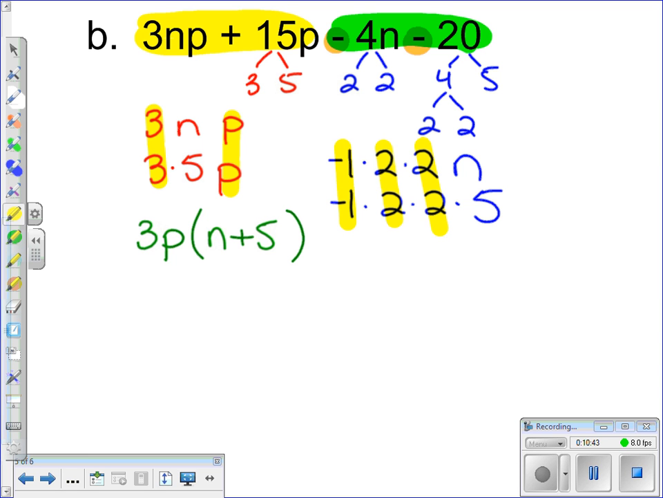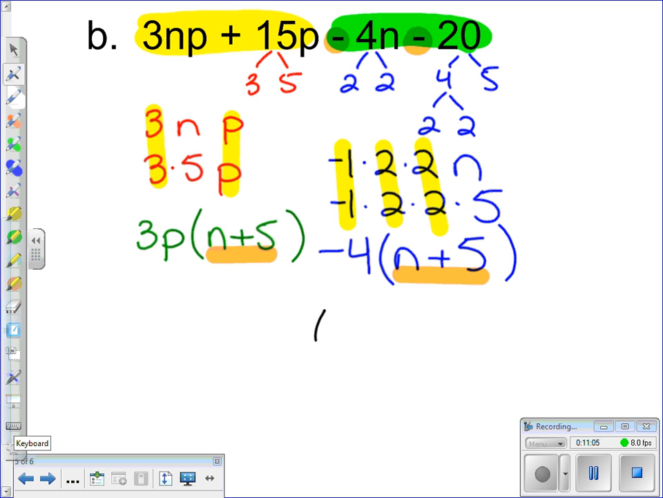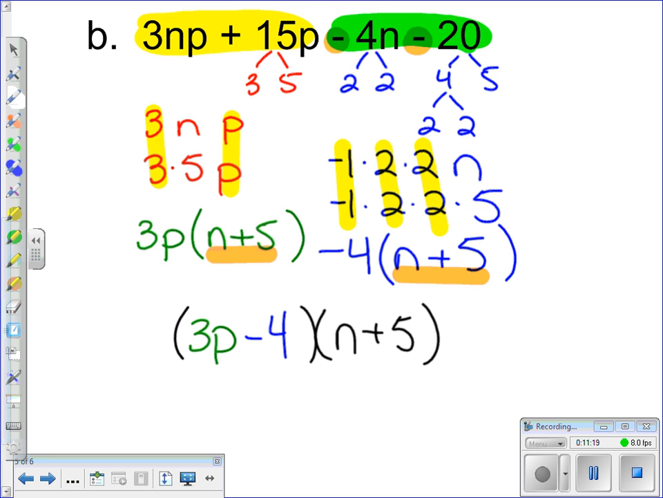So this is why it's important to keep that negative 1 as a separate part. So if you times negative 1 times 2 times 2, that's negative 4. And then what's not highlighted is the n plus 5. Now again, you notice the parentheses are the same. So put one of them down, n plus 5, and then put in the parentheses in front of that, first the 3p, and second the minus 4, the two GCFs. And that's how you factor it.